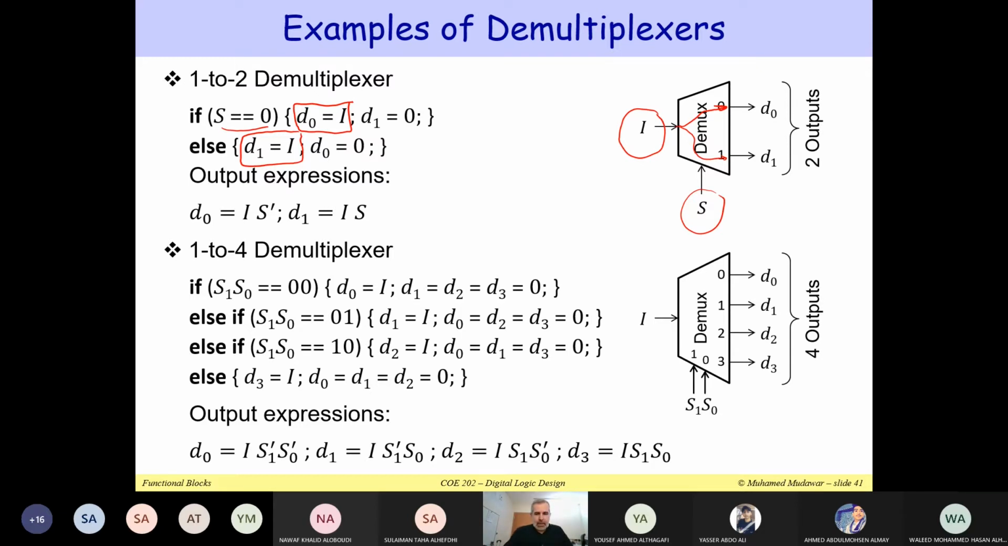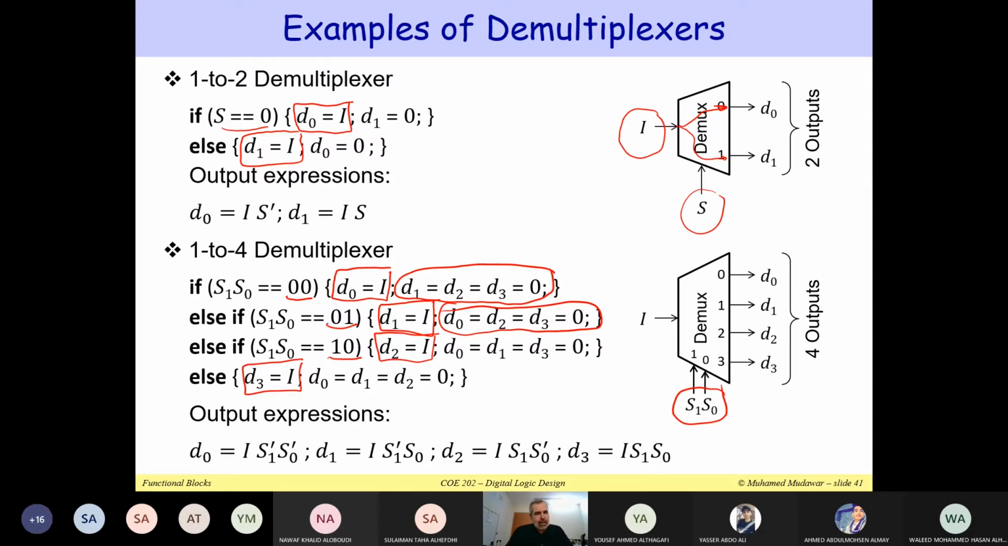You can have a 1 to 4 demultiplexer, so it has 4 outputs, and therefore it has 2 select inputs, S1, S0, because we have 4 outputs. We can have 0, 0 for selection, then D0 is equal to I. When you have 0, 1, then D1 is equal to I. When you have 1, 0, then D2 is equal to I. And when you have 1, 1, then you have D3 equal to I. Notice that all the remaining outputs are zeros, except for one. Only one of the outputs will be equal to the input I, and all the remaining outputs are zeros.